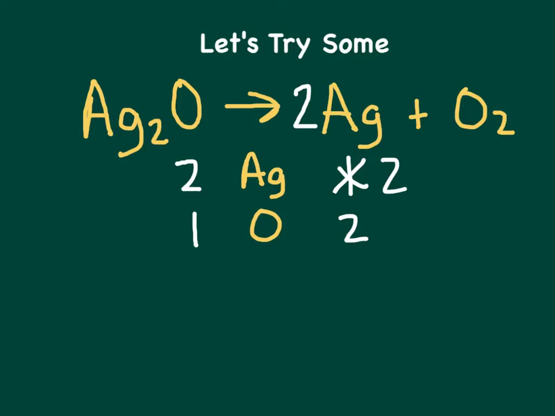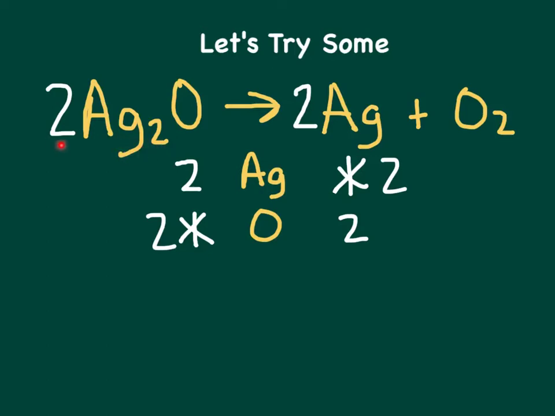Then I need to take care of the oxygens. Now I have 2 oxygens over here on this side, and only 1 here, so I need to put a 2, but I cannot put the 2 right in between. You cannot put coefficients in between. So we need to make sure we put coefficients at the beginning of a molecule. So I'm going to put a 2 at the beginning of this molecule. That makes 2 oxygens now on this side, but that 2 at the beginning also changed the silvers.